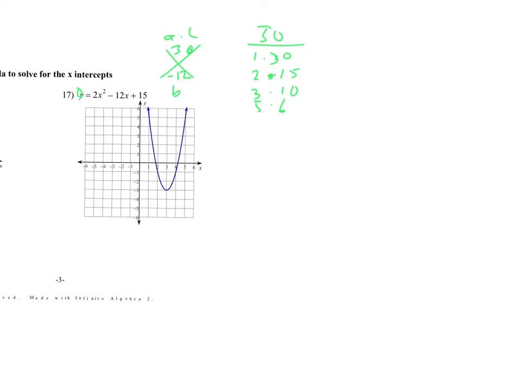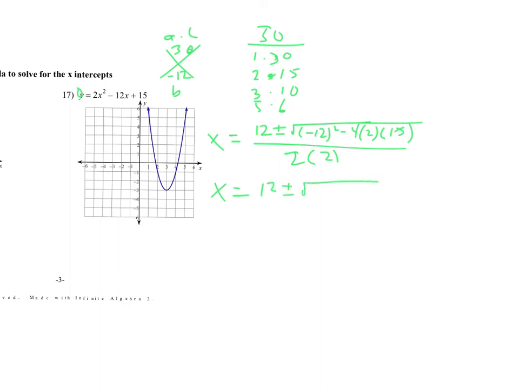So we'll do x equals -b, so it's going to be +12, plus or minus the square root of b squared minus 4ac, and then all over 2a. All right, so then we'll go ahead and say 12 plus or minus the square root of 144 minus, and then 4 times 2 is 8. 8 times 15. That's a tough one. It'll be 120 all over 4.